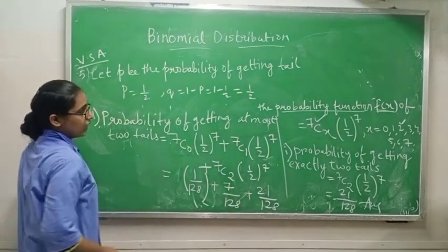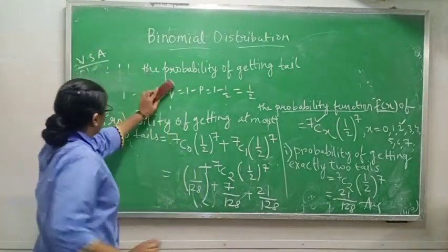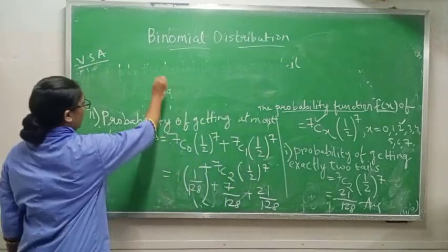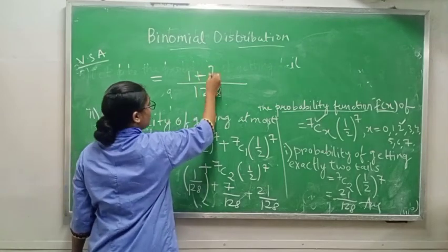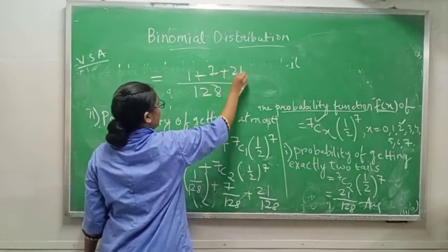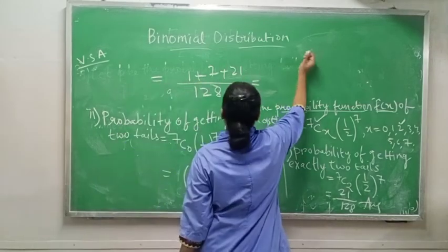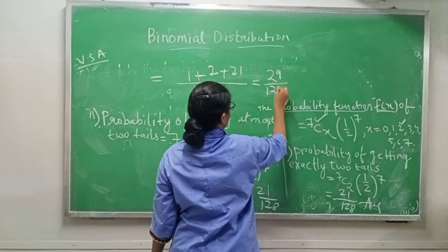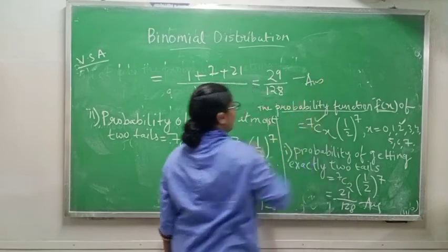Okay. Now after that what will you do? You will add up all of this. So 128 will be the common denominator, and 1 plus 7 plus 21: 21 plus 1 is 22, 22 plus 7 is 29, so 29 by 128. So the second answer is 29 by 128.